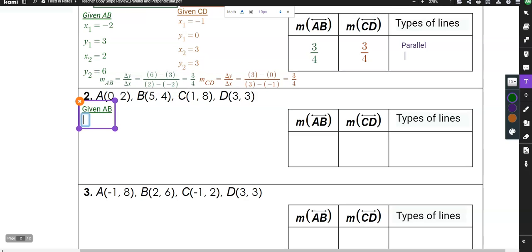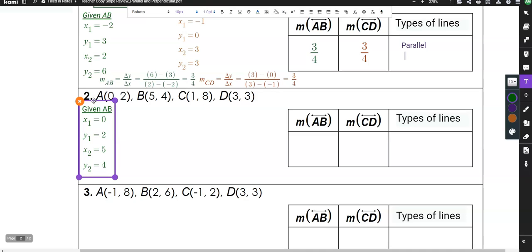And then we're going to use x1 is going to be A, or 0.1 will be A, so x1 is 0. And 0.2 is going to be B, so y1 will be 2. x2 is going to be 5, and y2 is going to be 4. So we have that information.